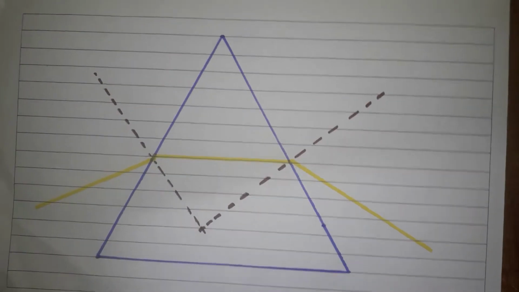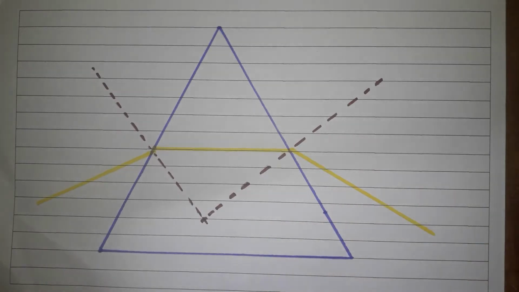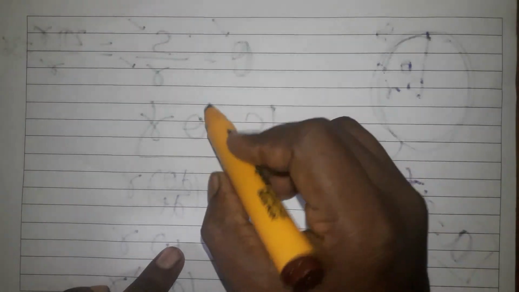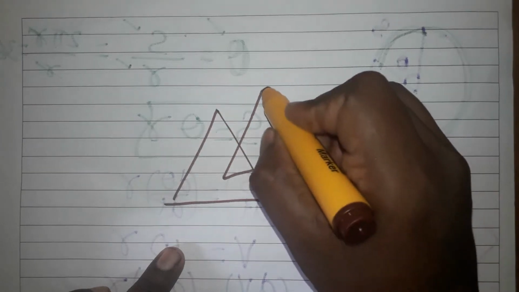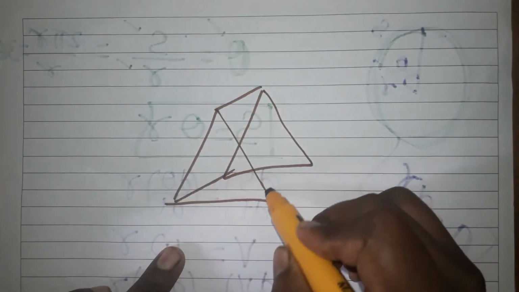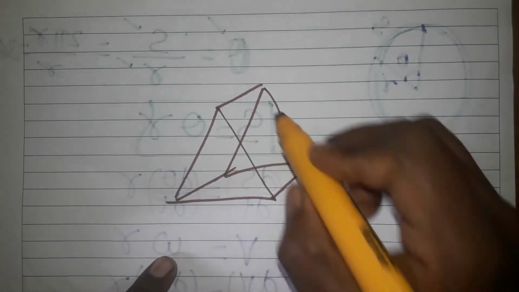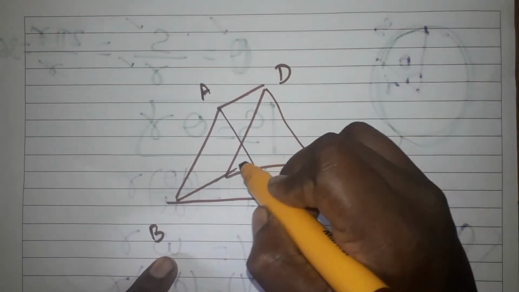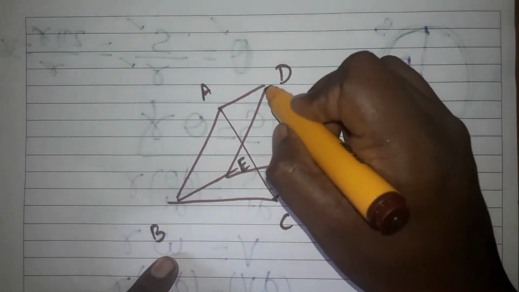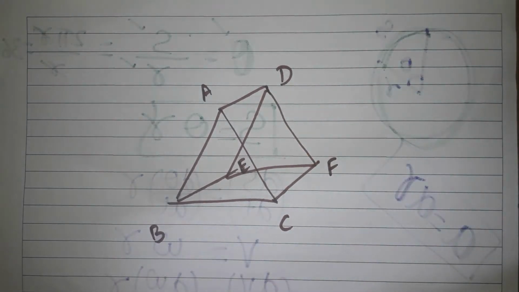First we will learn what a prism is. A prism looks like a three-dimensional shape. In total it has 5 faces. If you want a 3-dimensional view of the prism, you can draw it like this. This is a 3-dimensional view prism. A, B, C, D, E, F: 2 triangular faces and 3 rectangular faces.